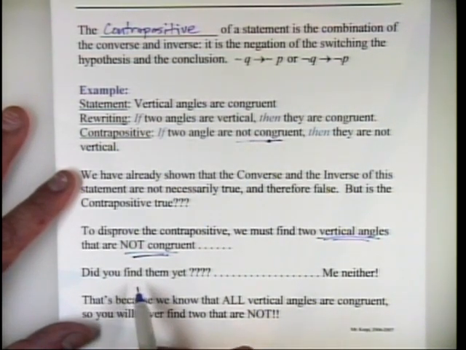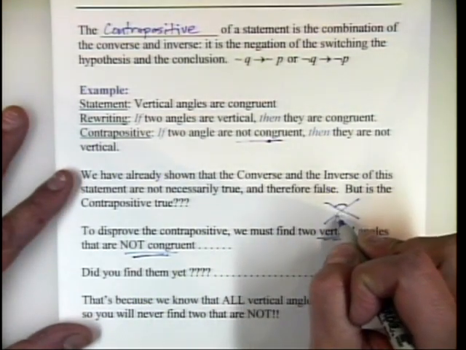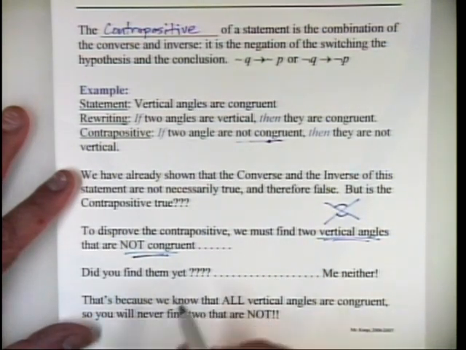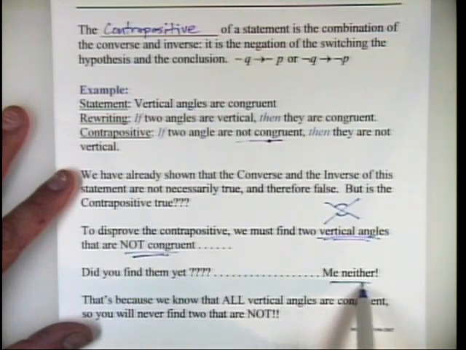I'm thinking in my head. Are you thinking at home? Vertical angles. Remember, vertical angles are formed by two intersecting lines, and they're across from each other. Have you found them yet? Well, I haven't either.